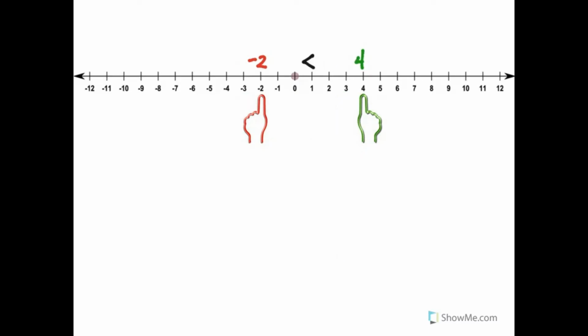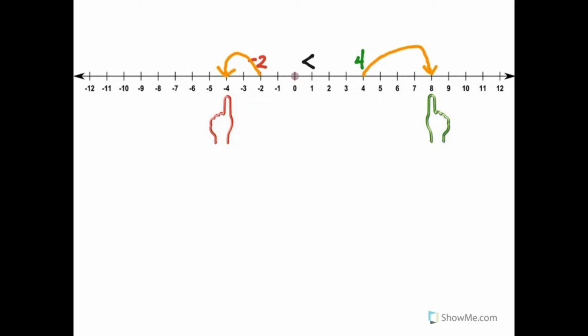If I multiply or divide by a positive number, again the relationship stays the same. If I multiply both sides by 2, the relationship of the new inequality, -4 and 8, is still the same. -4 is less than 8.